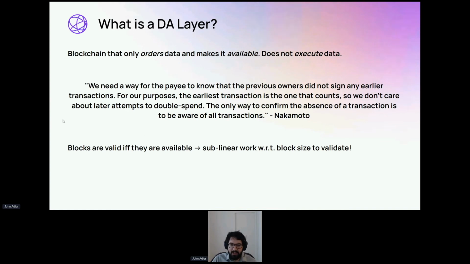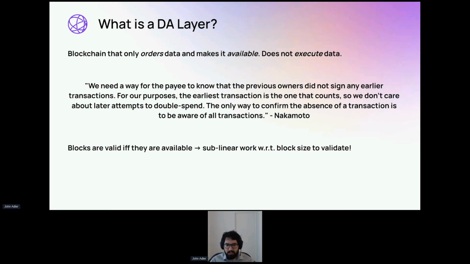And this is the fundamental thing that a data availability layer does. It allows data in without executing it. So the data could be invalid. It doesn't care. And the nice thing about this is that blocks are valid if and only if they are available. Since there's no execution here, there's no state root or anything, and we just saw on the previous slide, you can verify the availability of a block with sublinear work as opposed to linear work.